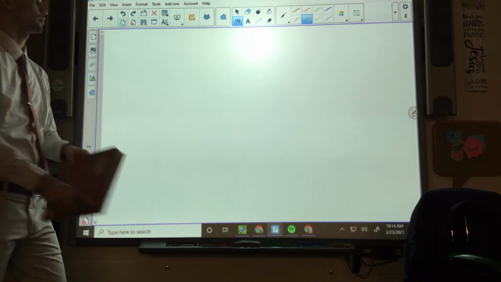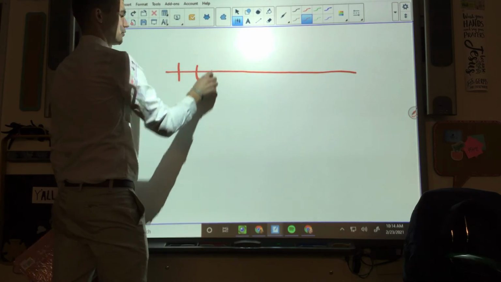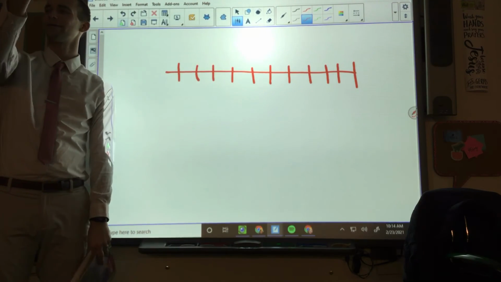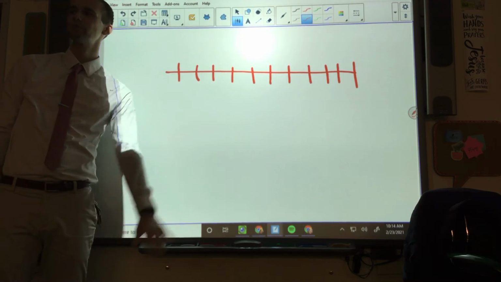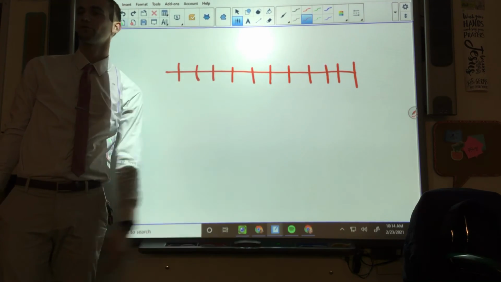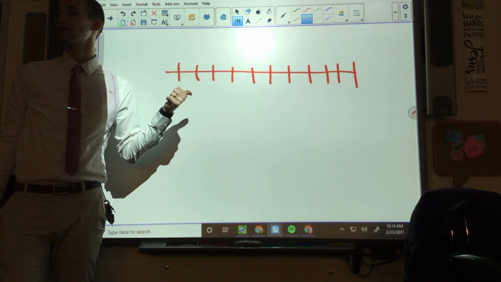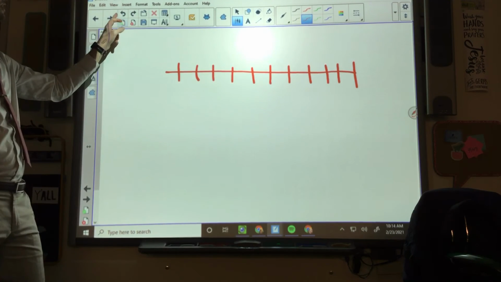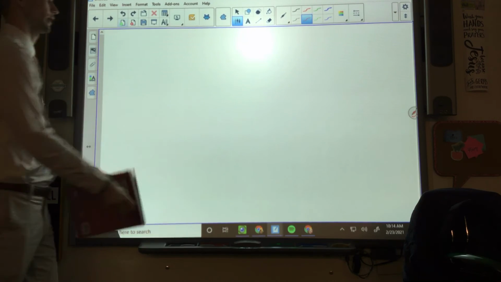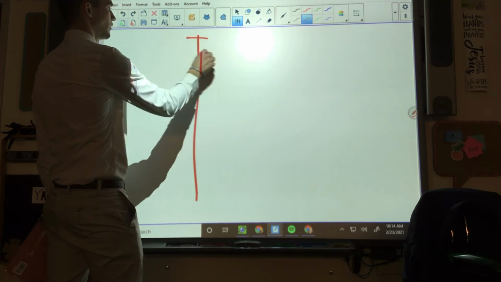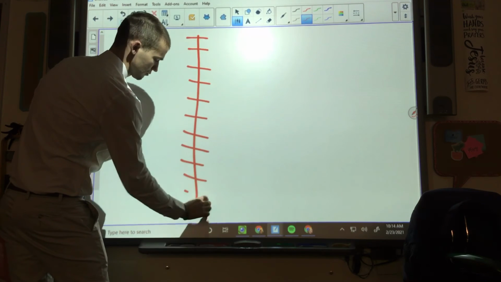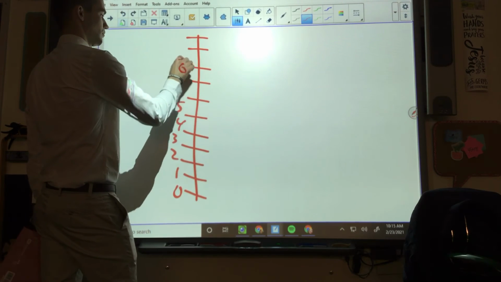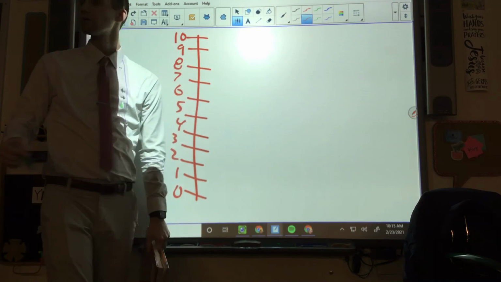Number 3, odd numbers between 1 and 10. That's supposed to be a vertical number line. Ah, there you go. Although you did speak out of turn, I was trying to see if anyone could notice what went wrong. So what's wrong with this? It's not vertical. Yeah, because it said a vertical number line between 1 and 10. 5, 6, 7, 8, 9, 10. Oh, that's right.